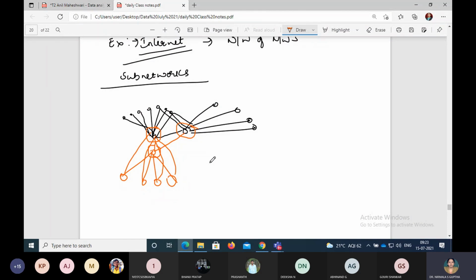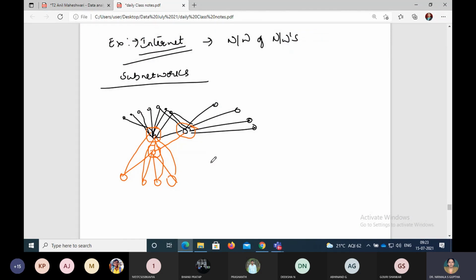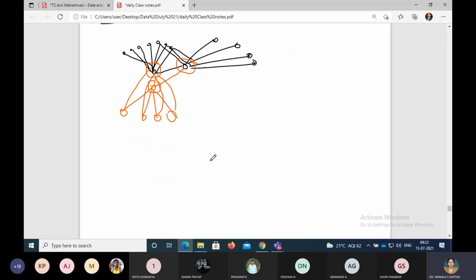A subnetwork could also be a subset of nodes with dense relationships among them, and one or more nodes can also act as gateways to the rest of the network. Okay, so how do we compute the importance of a node? Which node is important out of these nodes? How do we really come to know the importance of the nodes, that is, computing the importance of the nodes?